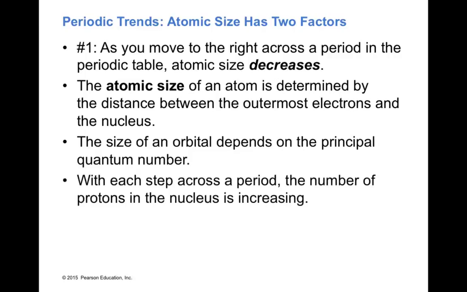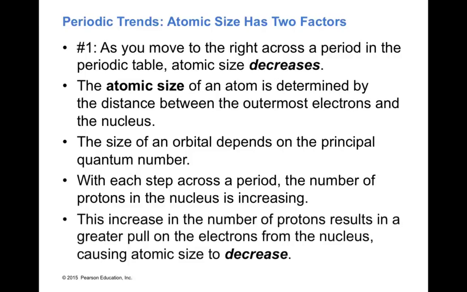With each step across the period, the number of protons in the nucleus is increasing. Because you are increasing that positive charge, you will pull those electrons more. This increase in the number of protons results in a greater pull on the electrons from the nucleus, causing the atomic size to decrease across the period.